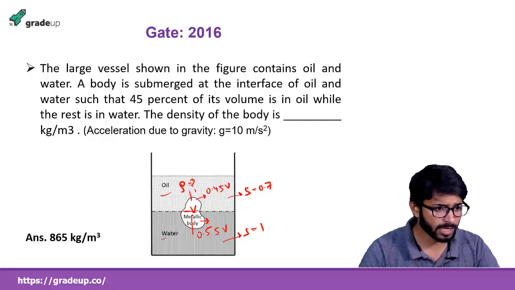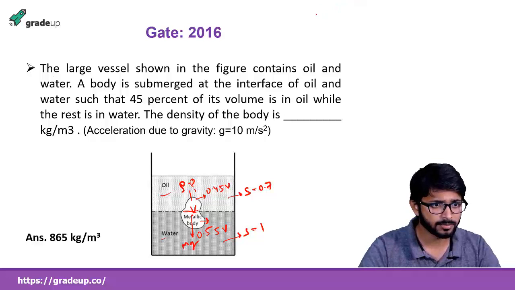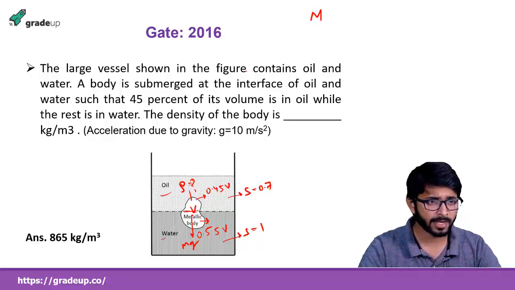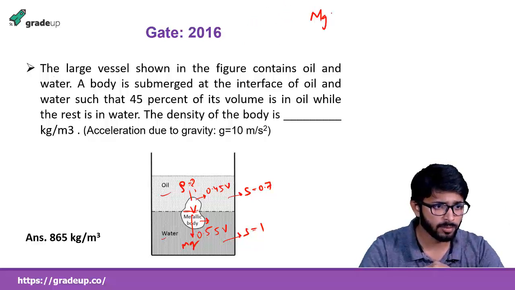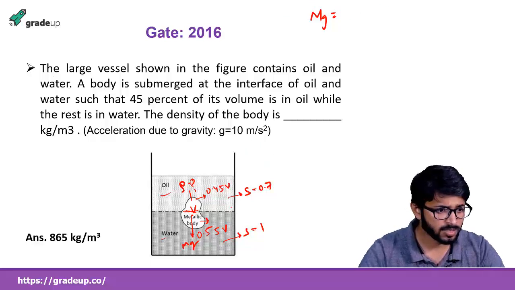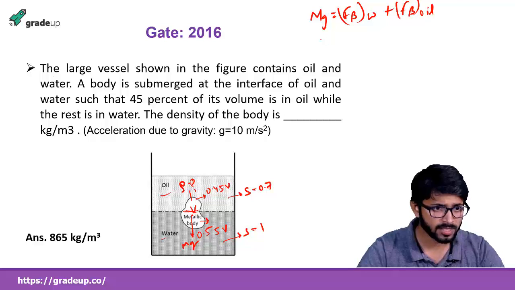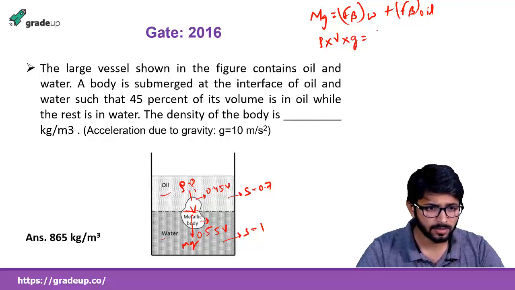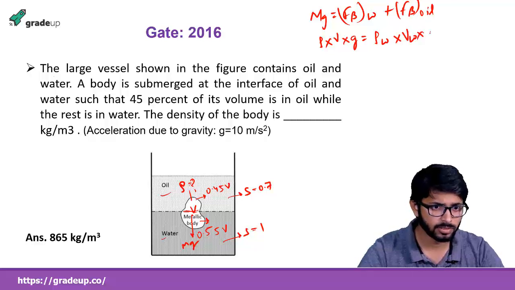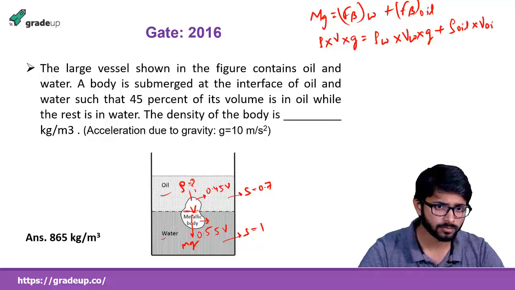The weight of this body will be acting downward, say mg. Balancing the forces in the vertical direction, the force acting downward, the weight mg, will be equal to the buoyancy force applied on this body due to the oil plus the buoyancy force due to the water. So we can say mg equals Fb water plus Fb oil. And mass we can write as rho into volume of this body into g, and the buoyancy force by water will be rho of water into volume of water displaced into g. Similarly, rho of oil, volume of oil into g.